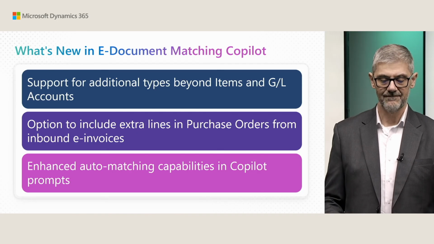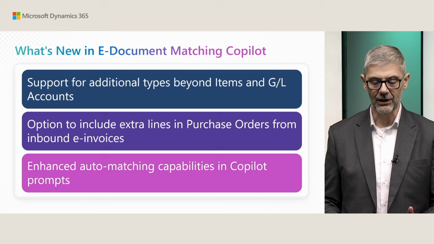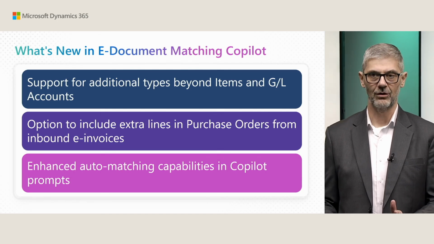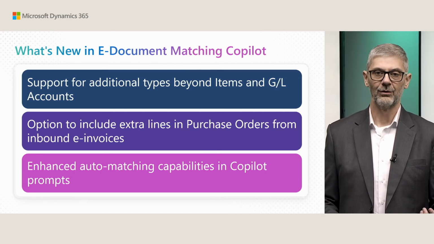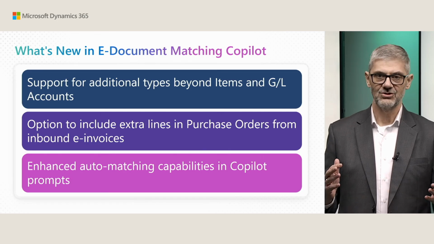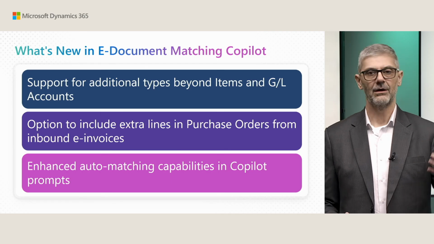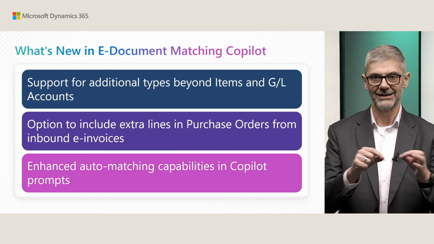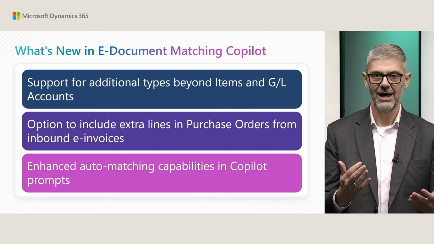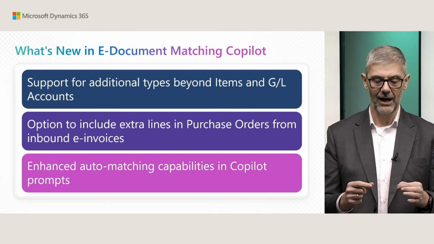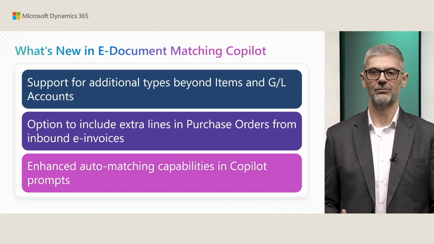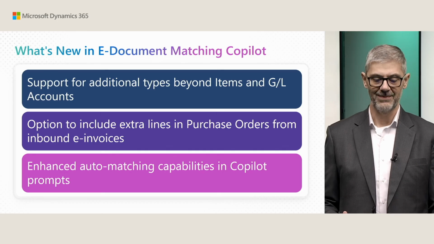Second is that we can include extra lines into a purchase order automatically from an inbound invoice. Just imagine we had some lines in our purchase order, but then we got an electronic invoice with one additional line, for example, transport cost, and we couldn't resolve this earlier. Now you can automatically add this line to the purchase order from the matching page.